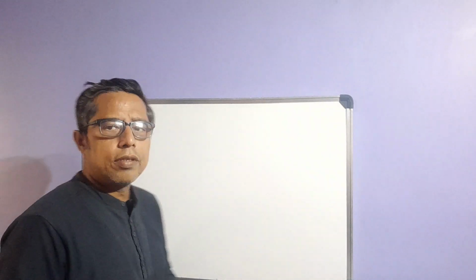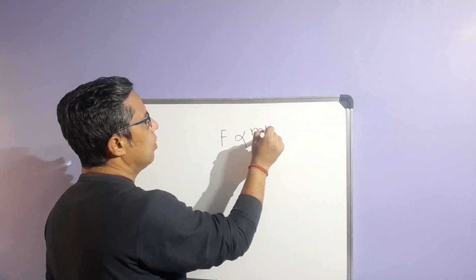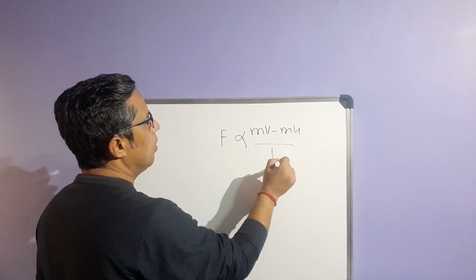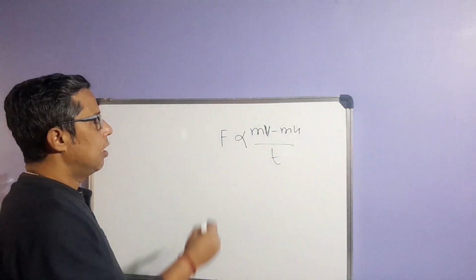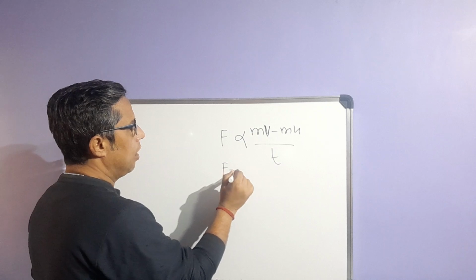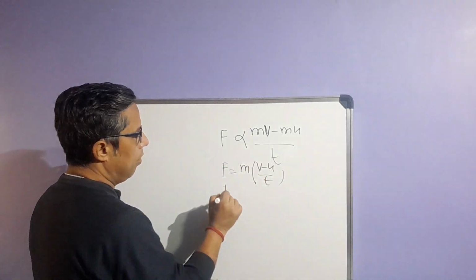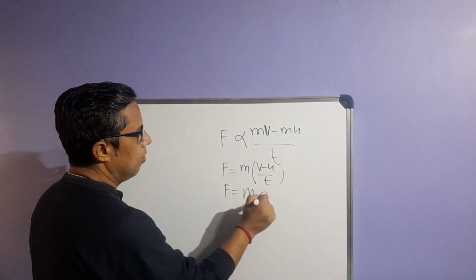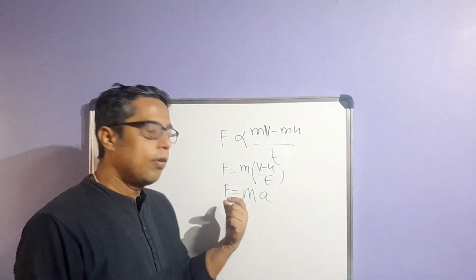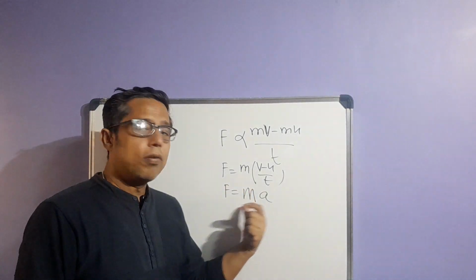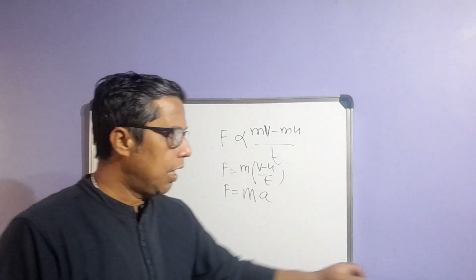Like Newton's second law. Newton's second law means force is proportional to the rate of change of momentum with respect to time, right? If they ask you Newton's second law, you say that F is equal to m into (v minus u) by t, or you can say F is equal to mass into acceleration. So Newton's second law is the relation between force and acceleration. F is equal to ma, mass into acceleration.